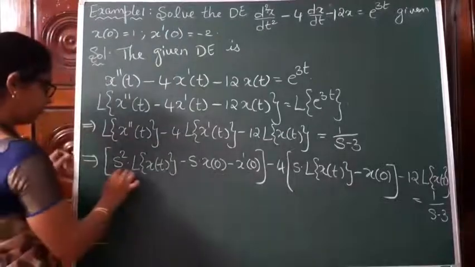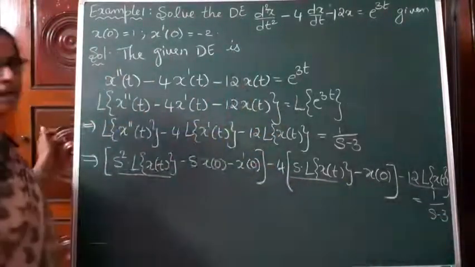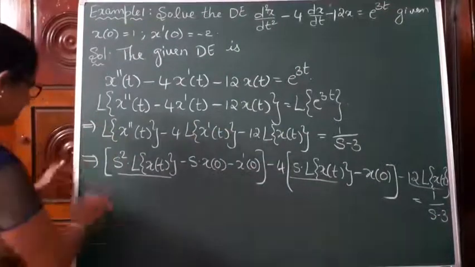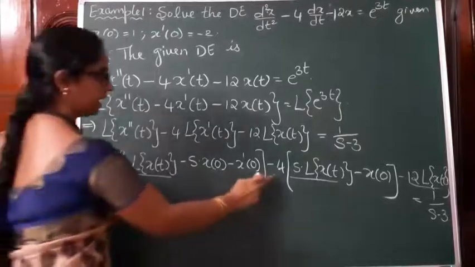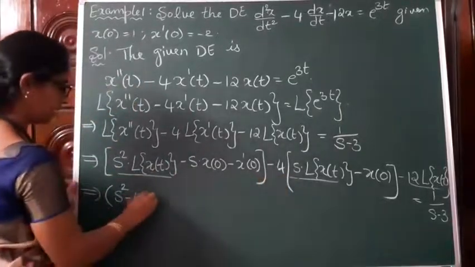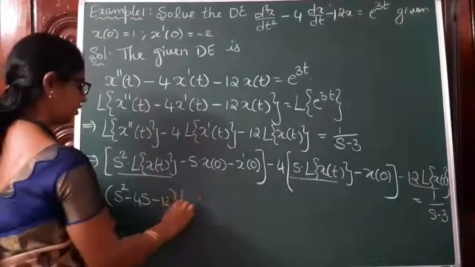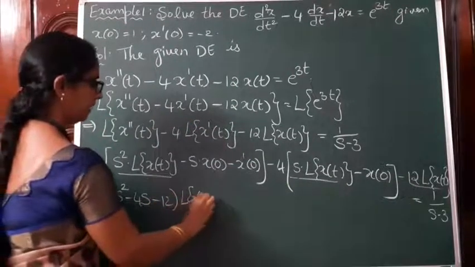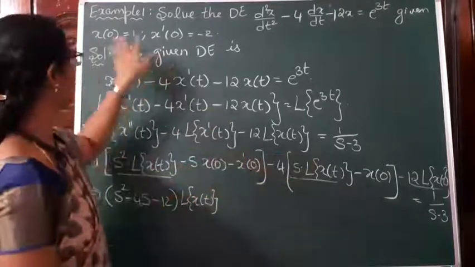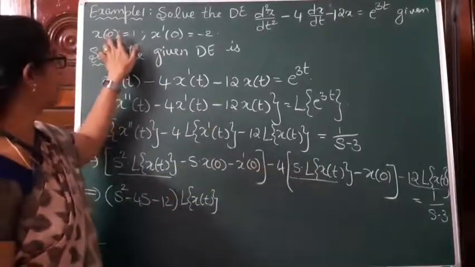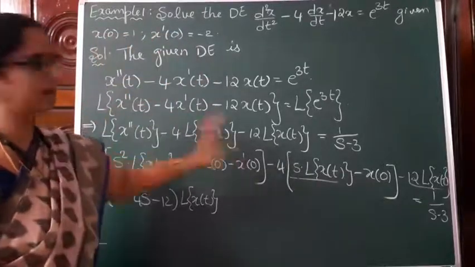Now from this term and this term we can take L of x of t common. So what do we get here? This is s square, and here we have minus 4s, and this is minus 12, into L of x of t, and in the remaining terms we have x of 0 and x dash of 0. Those values are given as initial conditions. Now we are going to substitute those values here.